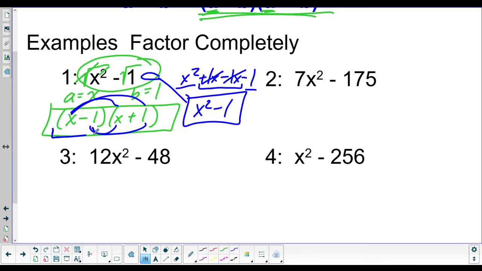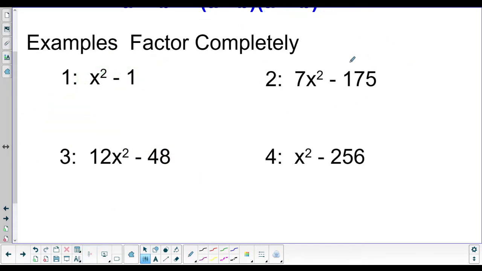These have a special name. These are called conjugates. That's not going to be on the test or anything, but they have a name, so you might as well hear it, you know. So there you go. That's our first example. Okay. Let's move over here to number 2.